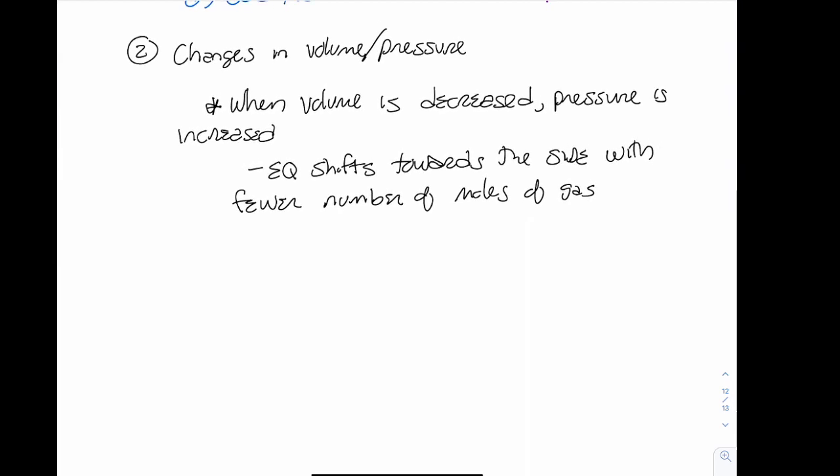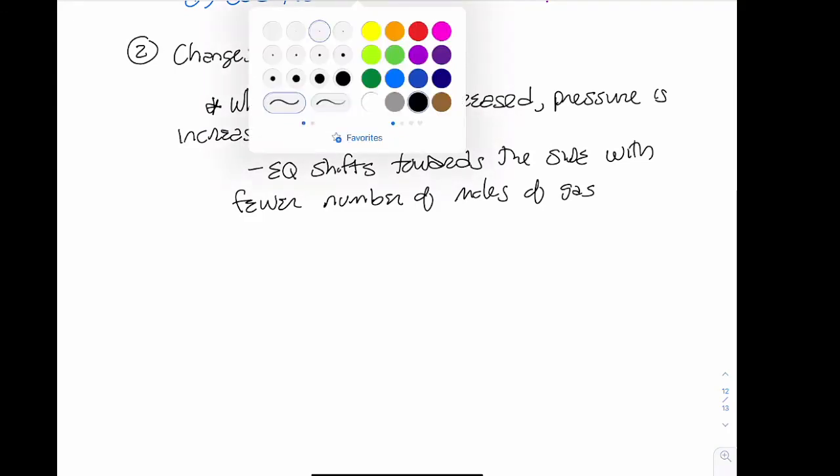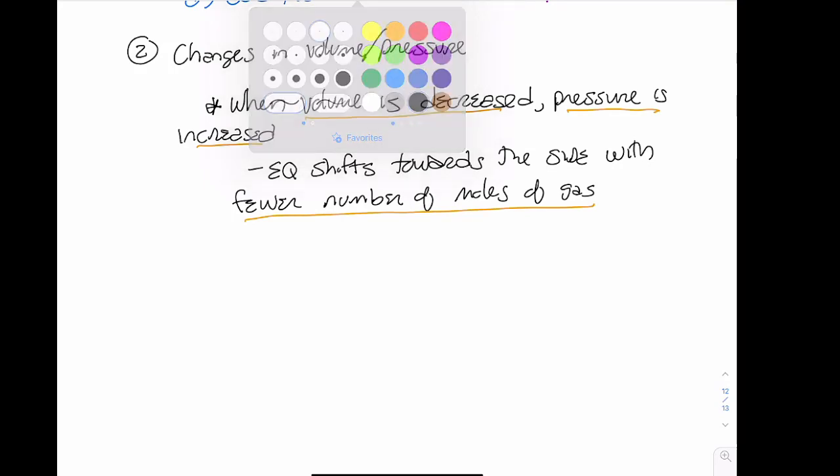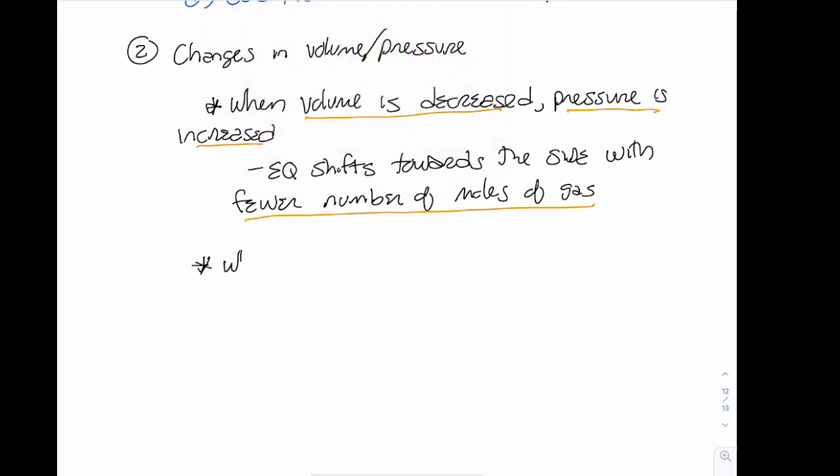So if our volume is less, our pressure is increased, we're going to favor the side with the fewer number of moles. There's less room, we're going to favor the side with less stuff. And then the opposite is true. When volume is increased, we now have more room, so less pressure, less collisions. Pressure is decreased.